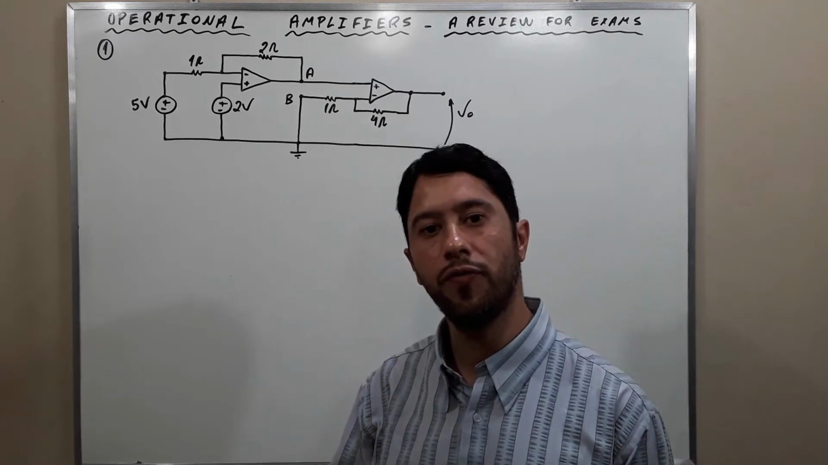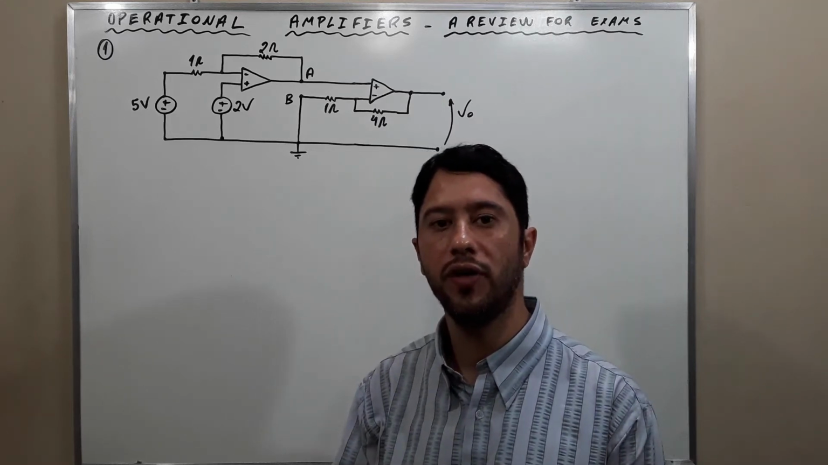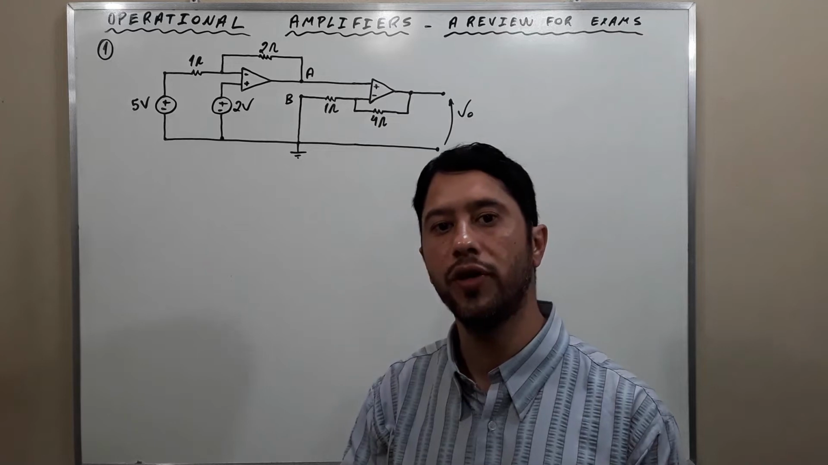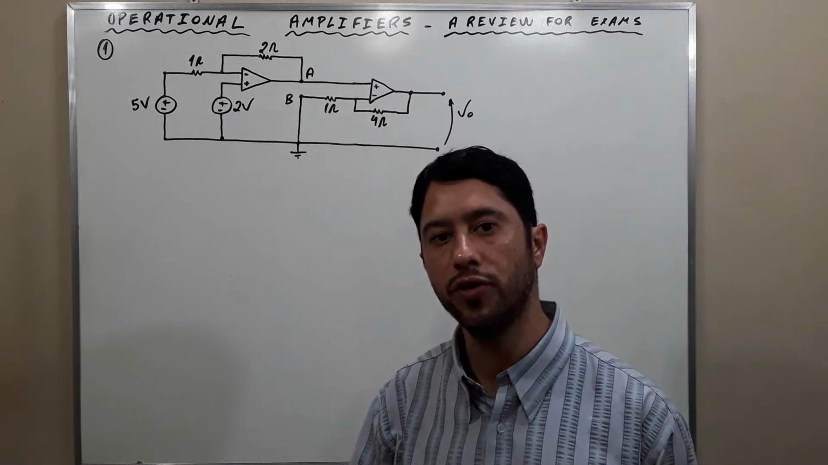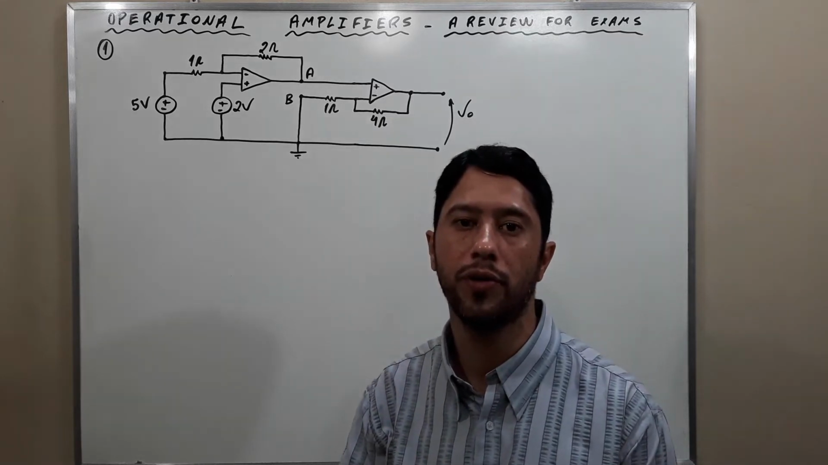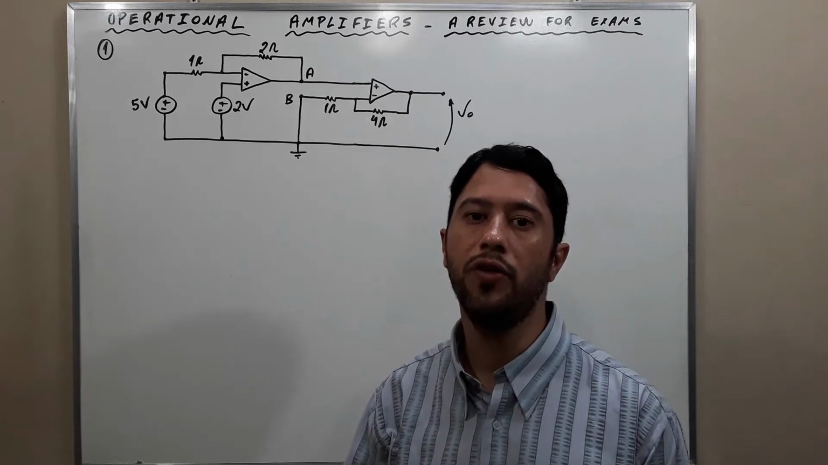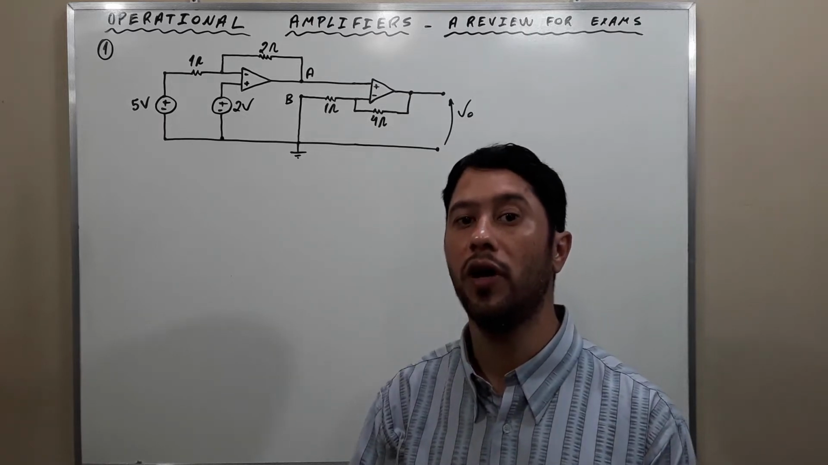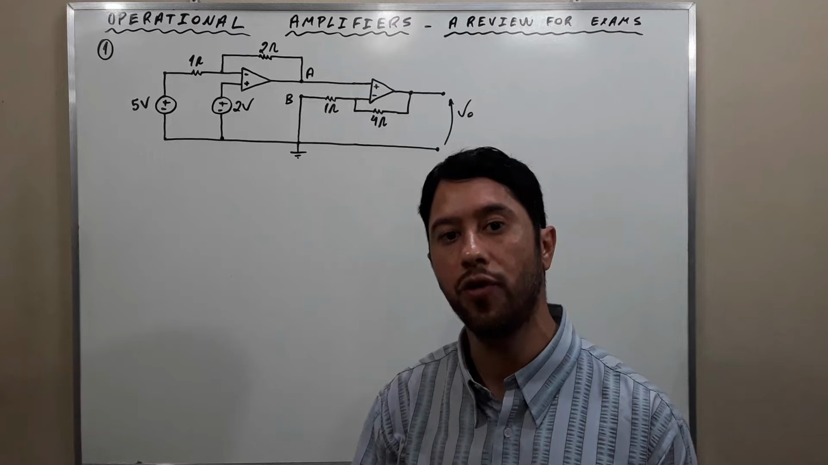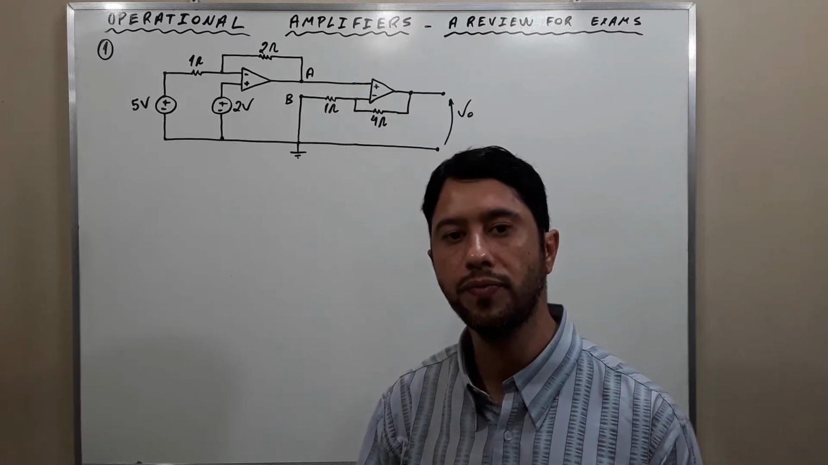An operational amplifier is an IC device used to amplify the potential difference between the signals applied to its input terminals. For that reason, operational amplifiers are also referred to as differential amplifiers.